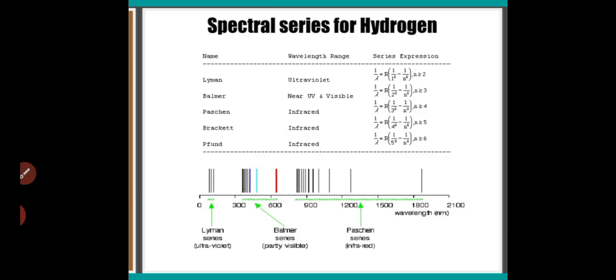In the spectral series we have different spectral series, the Lyman series. It is observed in the ultraviolet region. We have the Rydberg equation to find the wavelength for the Lyman series: 1 by lambda is equal to R times of 1 divided by 1 square minus 1 divided by n square. The general formula is 1 by lambda is equal to R times of 1 divided by n1 square minus 1 divided by n2 square. So n1 is 1, n2 runs from 2, 3 and so on.